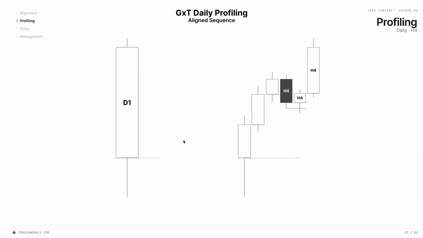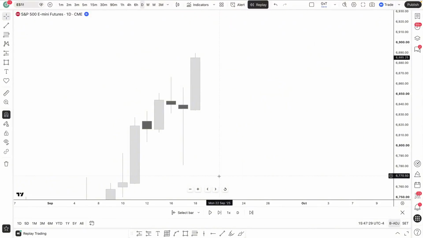So here is the daily / 4-hour aligned sequence. This is when the day expands and then retraces. You're just waiting for that 4-hour to realign itself with the already existing daily expansion candle. So now let's go ahead and cover the daily and 4-hour alignment for the GXT candle profiling.